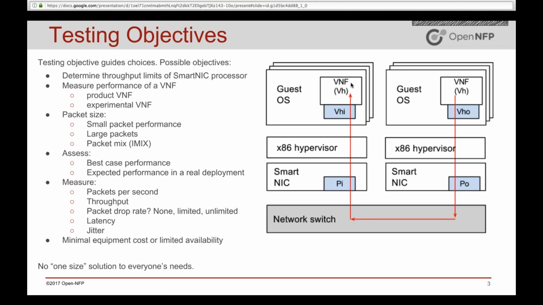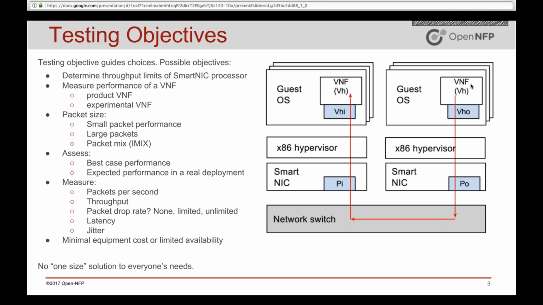Now, it becomes very important to understand what it is you're going to try to test, because the configuration and the setup is going to be different in different cases. Are you trying to measure the VNF itself? Is it a product quality VNF which has already been tuned and you know what performance you're trying to achieve and prove, or is it an experimental VNF and you're just trying to establish what it can do? Do you care about small packets, or do you care about large packets, or are you trying to generate some kind of realistic mix of traffic?